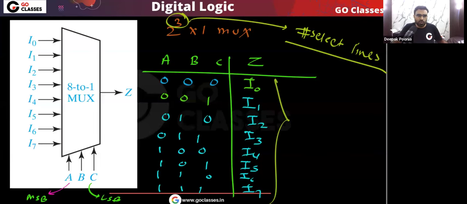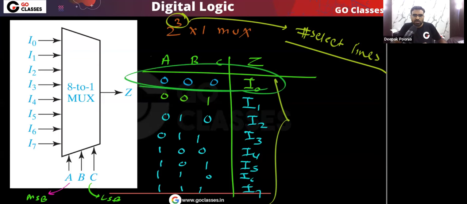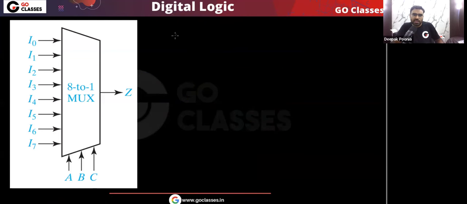Very simple. If you want to write the expression, that also you can write. So let's write the expression. You can see, when ABC are 0 0 0, then the output is I0. So I can write the expression for Z. The Z will be equal to, you can see, when ABC are 0 0 0 means A bar, B bar, C bar. A0 means A bar, B0 means B bar, C0 means C bar. So A bar, B bar, C bar, then the output is I0.